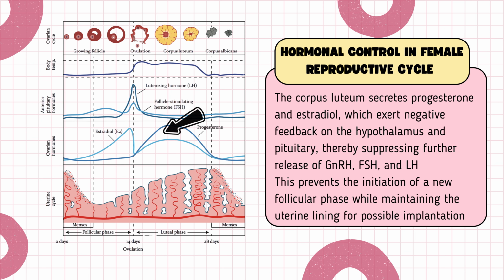The corpus luteum secretes progesterone and estradiol, which exert negative feedback on the hypothalamus and pituitary, thereby suppressing further release of GnRH, FSH, and LH. This hormonal environment prevents the initiation of a new follicular phase while maintaining the uterine lining for possible implantation.